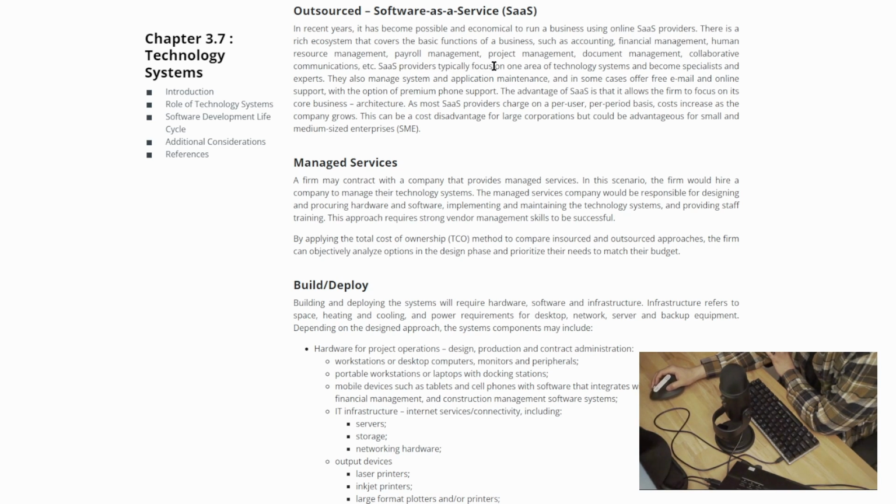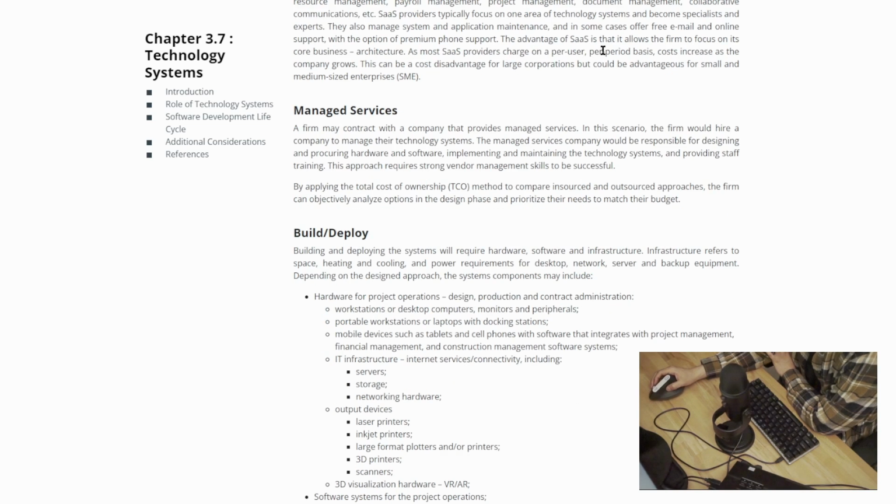SaaS providers typically focus on one area of technology systems and become specialists and experts. They also manage system and application maintenance, and in some cases offer free email and online support, with the option of premium phone support. The advantage of SaaS is that it allows the firm to focus on its core business, architecture, as most SaaS providers charge on a per-user, per-period basis. Costs increase as the company grows. This can be a cost disadvantage for large corporations, but could be advantageous for small and medium-sized enterprises, SME.